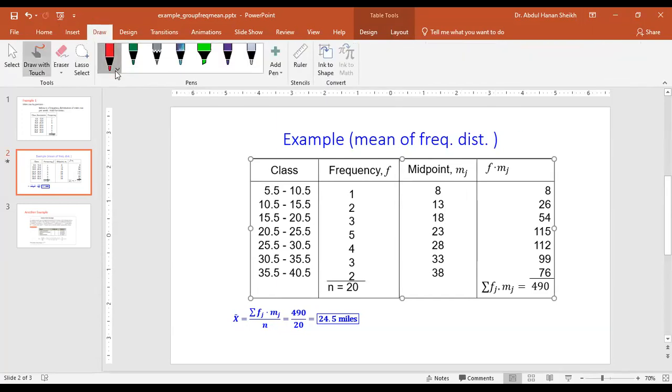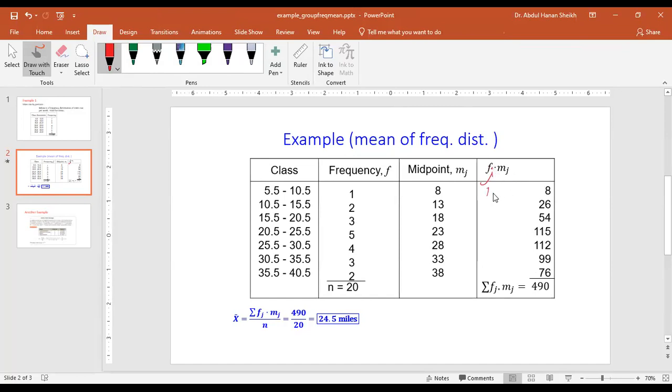Is the last column the arithmetic mean? This one? No, it's just a multiplication of frequencies with the midpoints. So f_j multiplied with m_j.